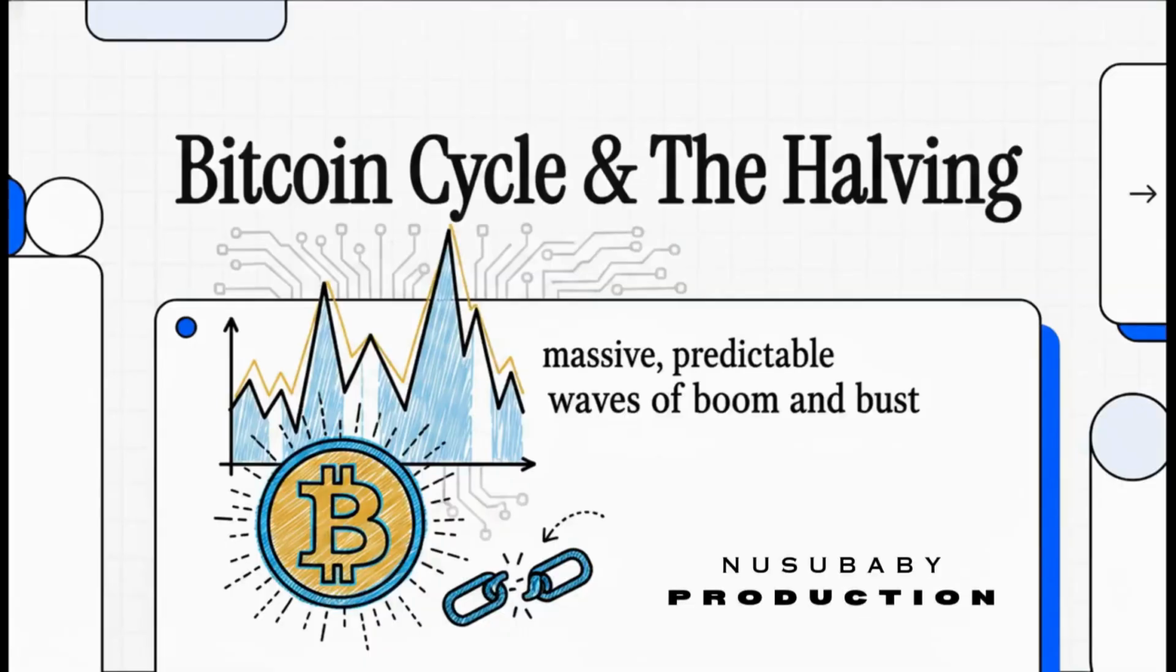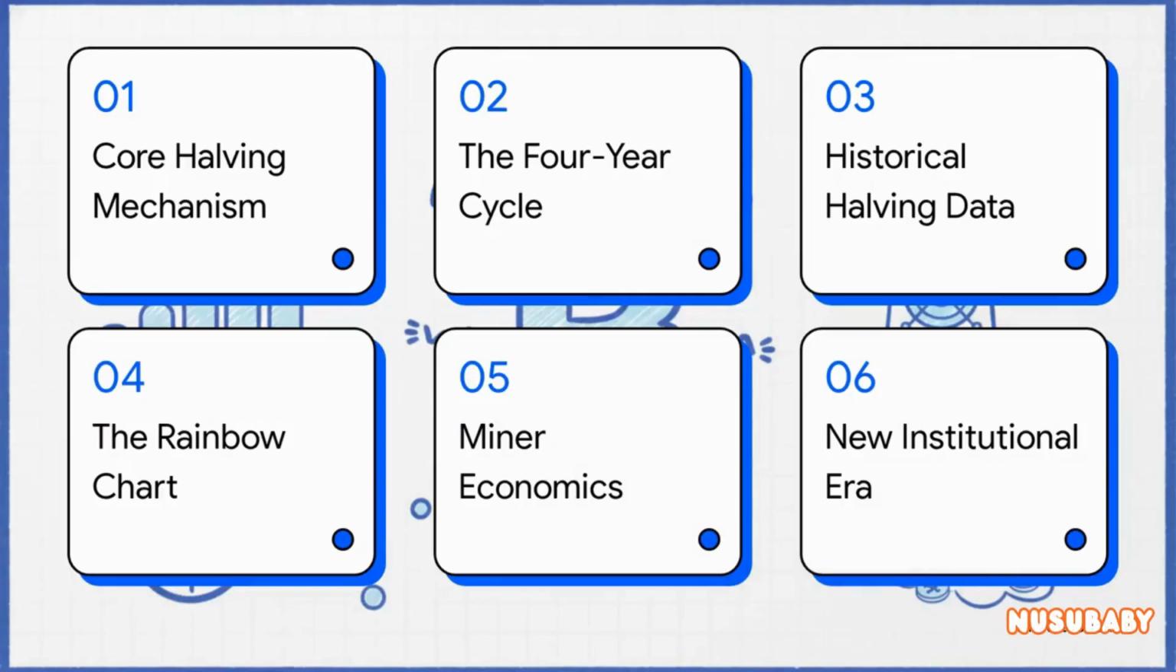I'm your market analyst for today, and we're going to absolutely demystify Bitcoin's program volatility. If you've ever found yourself wondering why the crypto market seems to just ride these massive, totally predictable waves of boom and bust, well, you're in exactly the right place. We're going to pop the hood on Bitcoin's code and really get into this fascinating economic engine known as the halving.